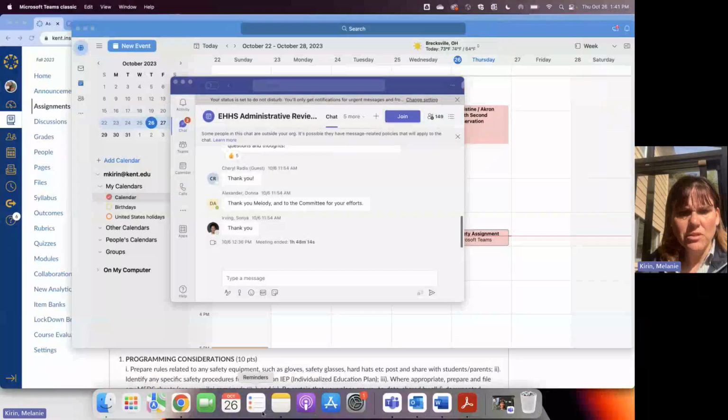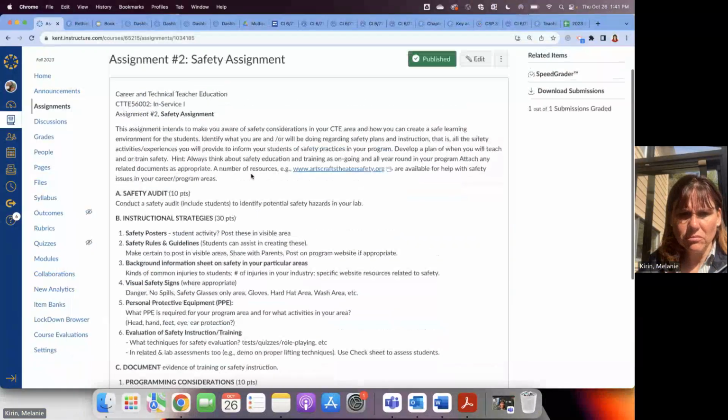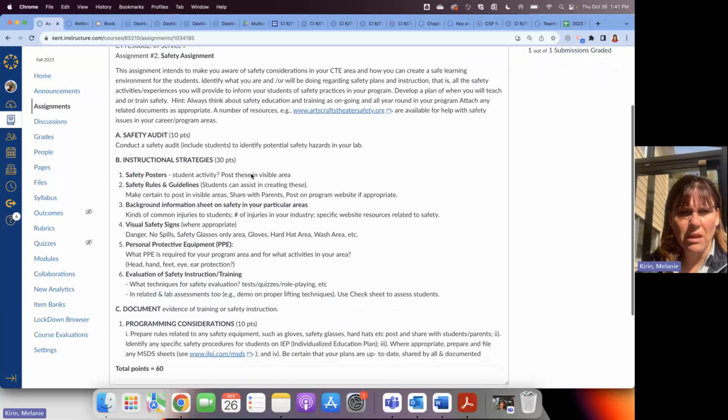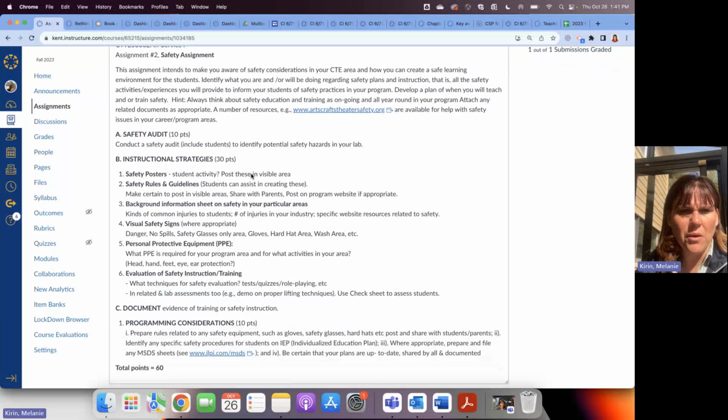The assignment itself is actually, I think, written to a level of detail, but let's walk through it just in case. The assignment intends to make you aware of safety considerations in your CTE area and how you will create a safe learning environment for your students.